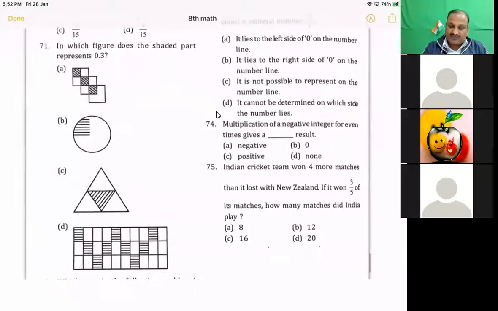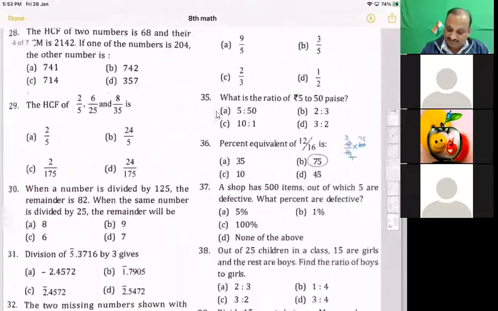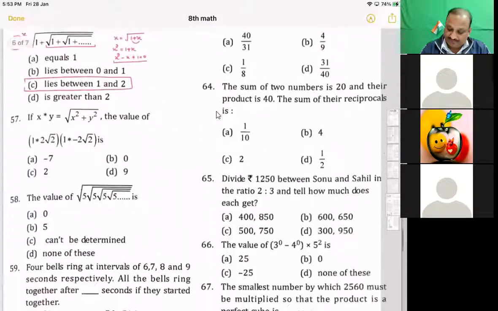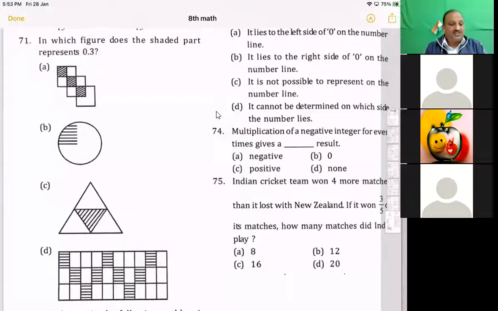A, B, C, D. What is your option? I will show you again. Which portion represents 0.3? Yes, anybody can answer it. Sir, A. A, very good. A. Sir, देखिए, option A.